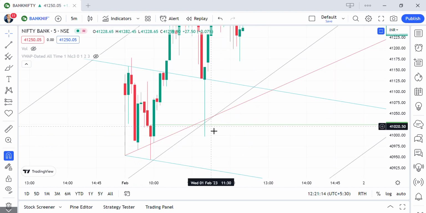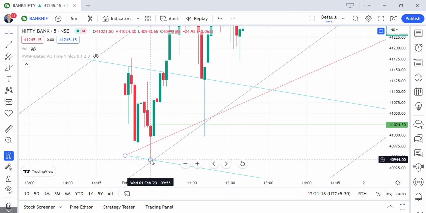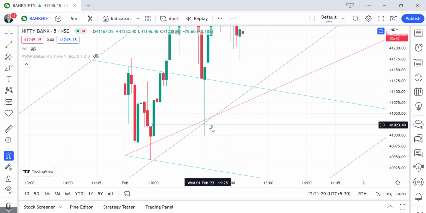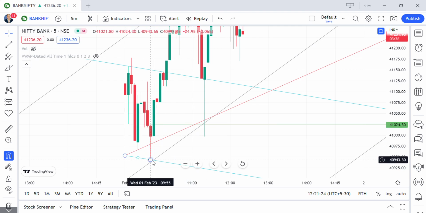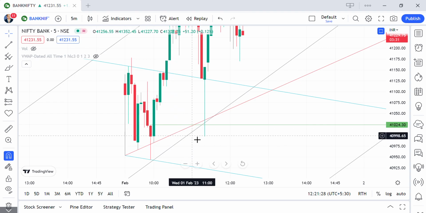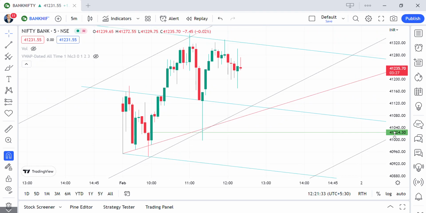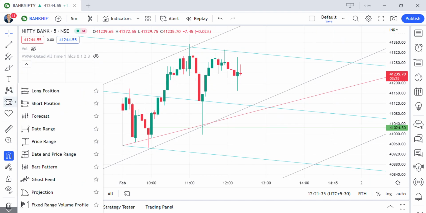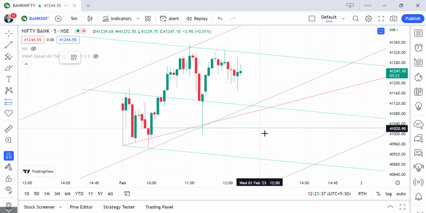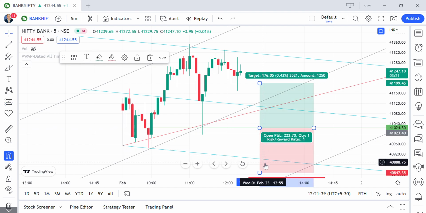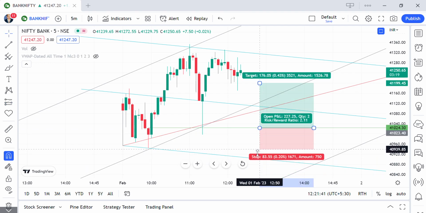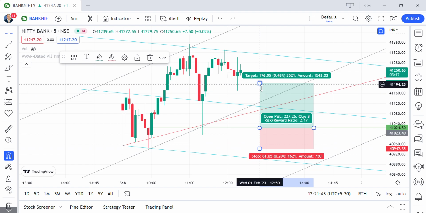So this touch of the inward frequency is where we have entered the long position with the stop loss below this low. The entry is somewhere around 41,023 and the stop loss is 40,943, somewhere around 70 points stop loss. And the target is 1:3 risk reward ratio. So this is a precise entry where the risk is at the low of this candle, and the reward should be 1:3.